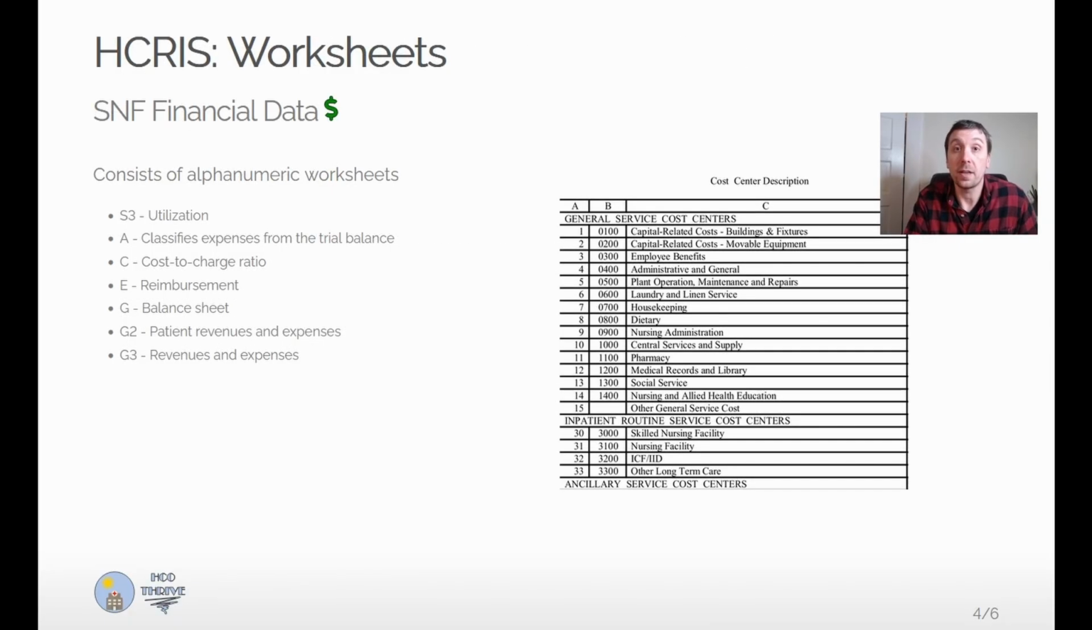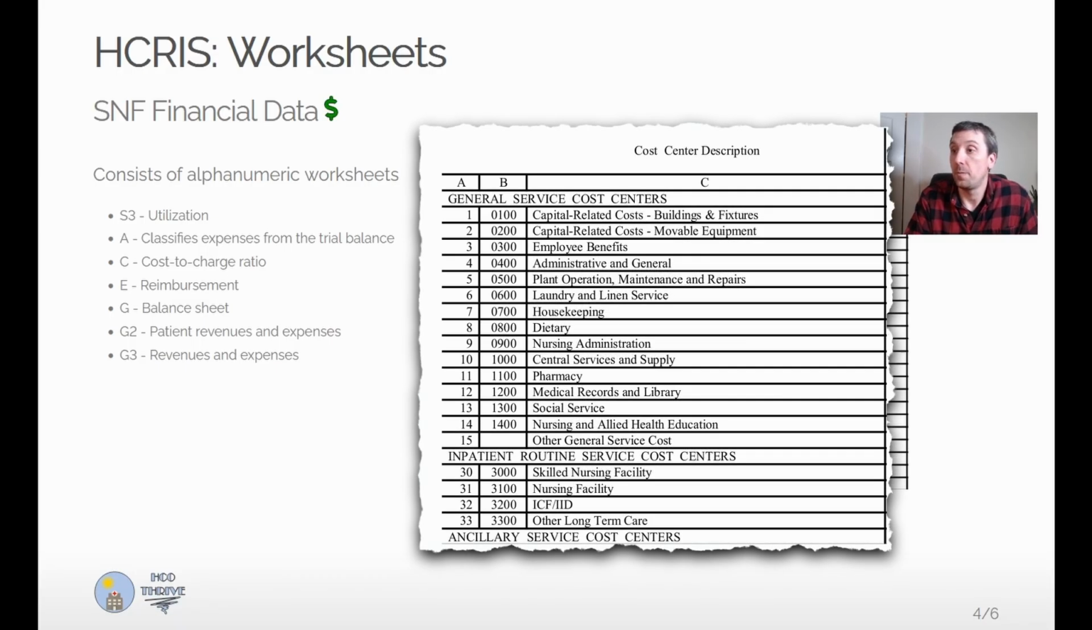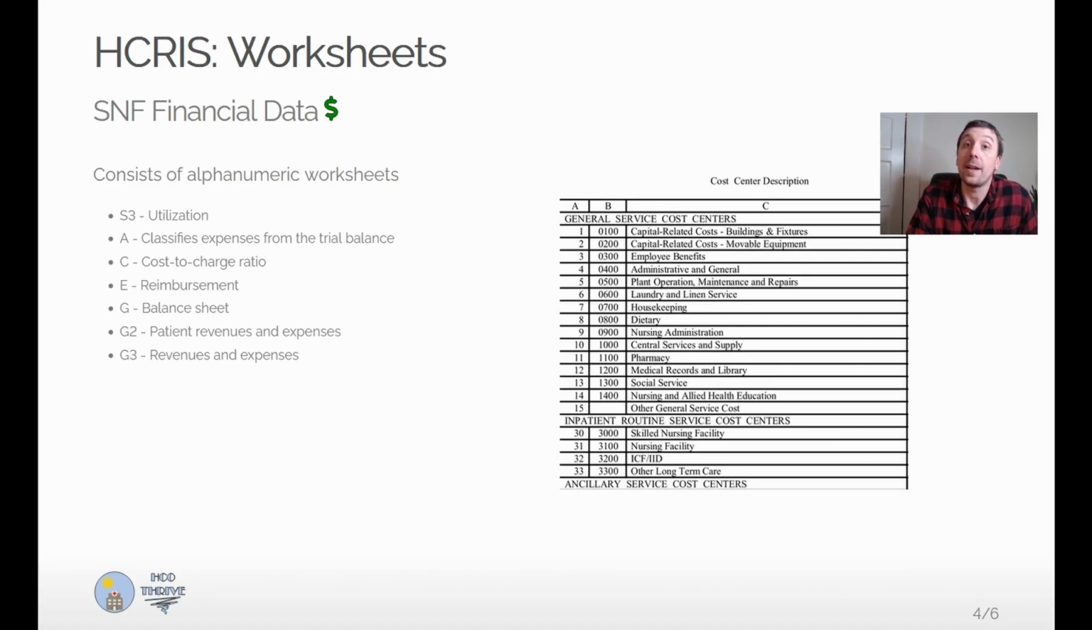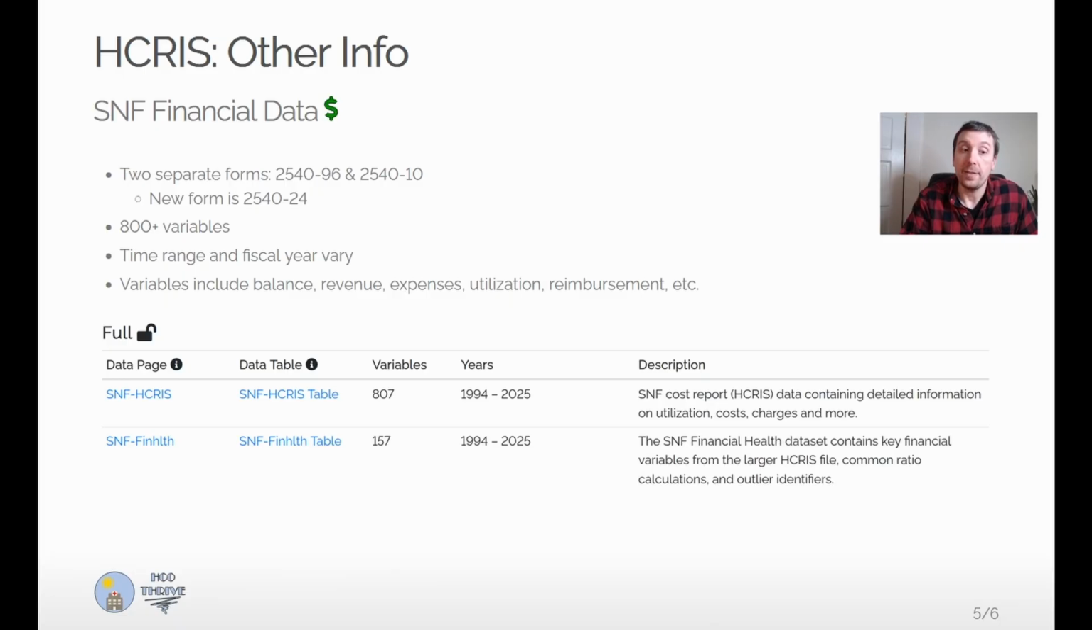Here you can see some of the cost report worksheets that we offer, starting with utilization, expense classification, the cost-to-charge ratio, reimbursement, and G is the balance sheet and revenue and expenses. Much like inpatient hospital HCRIS data, there are 2 separate forms. The first one starting at 1996, and then a second one starting in 2010. There's some differences between them, although there is a lot of overlap.